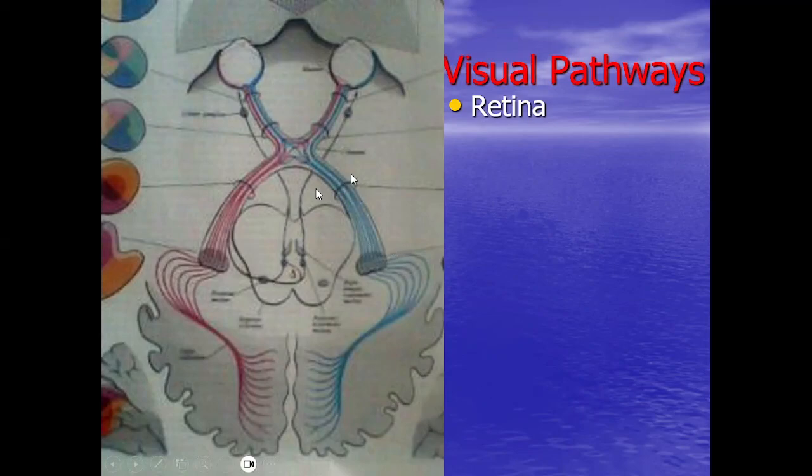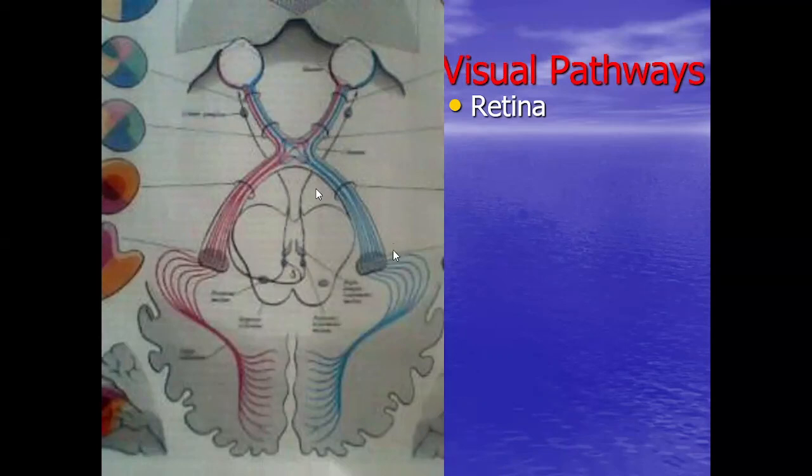This optic nerve from both eyes then crosses over at the optic chiasma. They meet at the optic chiasma. This is the optic nerve, and this is the optic chiasma. The optic chiasma is very close to the hypophysis. So if there's a tumor of the hypophysis, there'll be pressure on the optic chiasma.